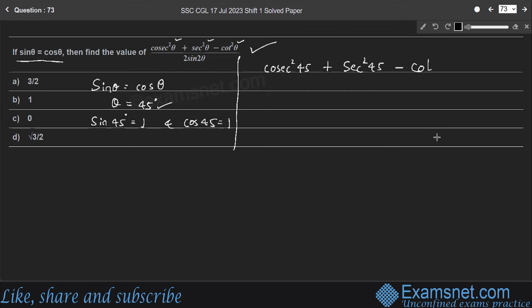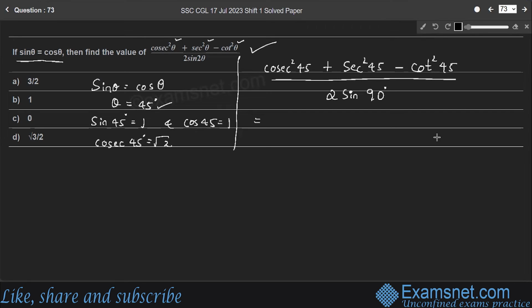Minus cot square theta becomes cot square 45 degree, whole divided by 2 sine 2 theta. 2 times 45 degree becomes 90 degree. So we all know that cosecant 45 is root 2. We'll write the value here. Cosecant 45 degree is root 2.